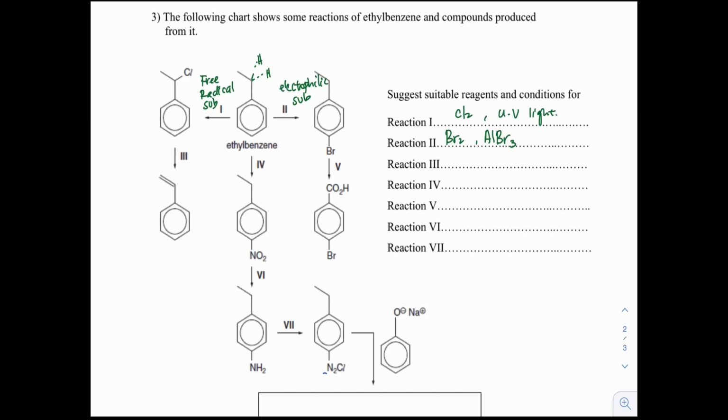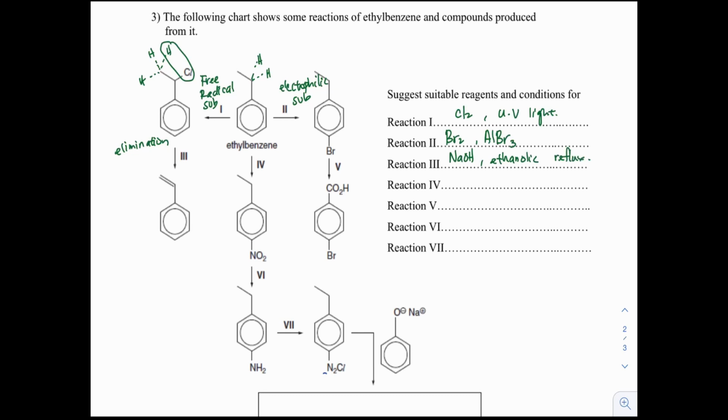Next, reaction 3. Now look at it. There are 3 hidden H over here. The reaction has taken away the H and Cl, forming a double bond here. So this reaction is known as elimination. It is one of the subtopics in AS, and the reagent that we need is NaOH, ethanolic, reflux.